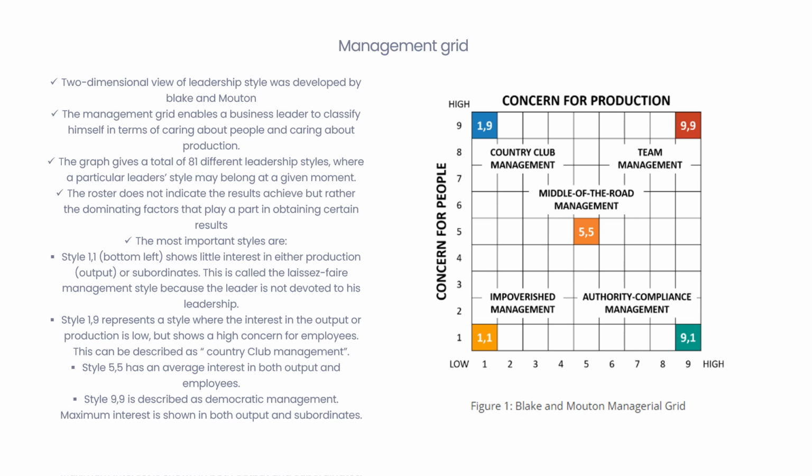We go to the top, 9-9. This is team management, because you are concerned for people and also concerned for production. You train your people, you see the result. Then this is team management. And in the middle, we have 5-5. That means middle of the road management. 50% concern for people, 50% concern for production.